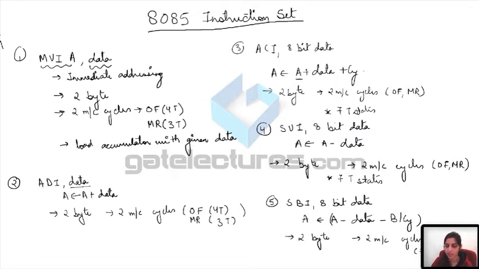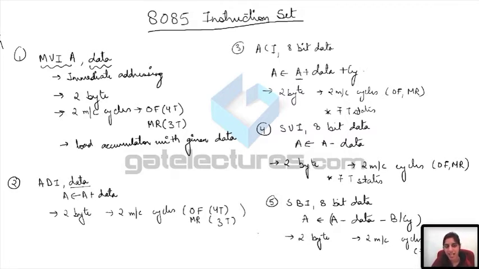Let's look at all the instructions once more. MVI is move immediate: whatever data you give in the instruction is stored in the immediate memory location and moved to the accumulator. Then we have ADI data, which is add immediate. The data given in the instruction is added to the accumulator, and the final result is stored in the accumulator itself.